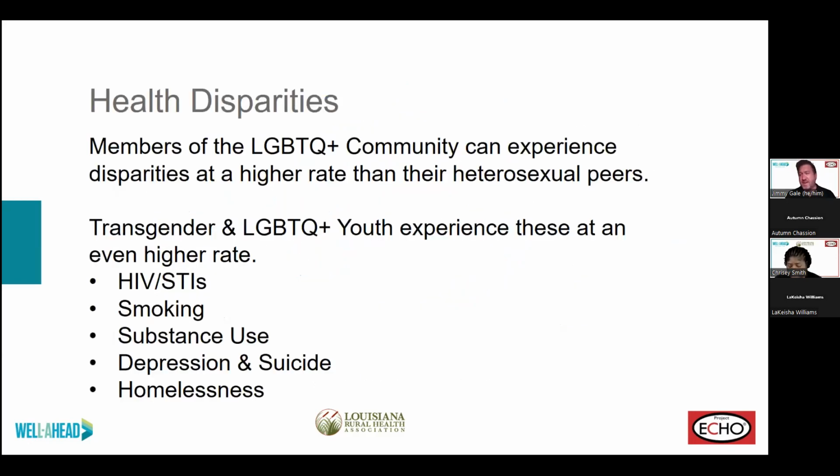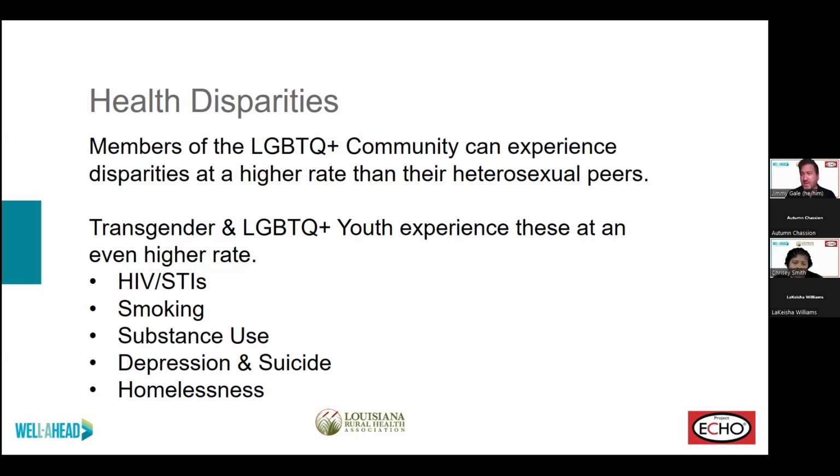So for health disparities, and that is the big point of today, members of the queer community can oftentimes experience various disparities at a higher rate than our straight or heterosexual peers. As I mentioned before, transgender and LGBTQ youth experience these at a much higher rate than those of other gay, lesbian, bisexual folks, and an even higher rate than heterosexual peers.